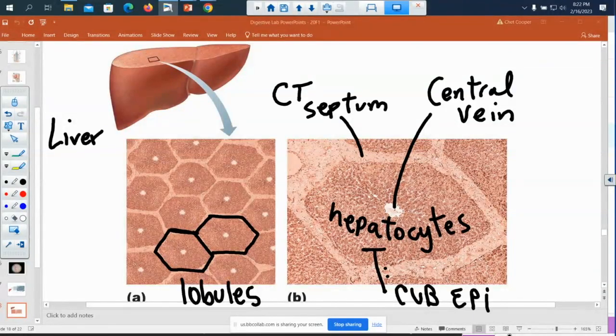Hepatocytes. Hepatitis is inflammation of the liver or some liver diseases. And hepatocytes are liver cells. By the way, just so your brain can cramp, when I learned the liver the first time in like 1990, my professor told me the liver has 500 functions.